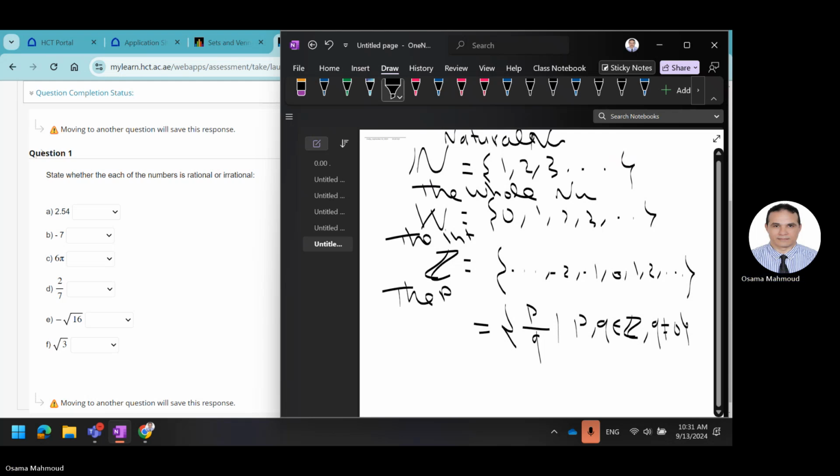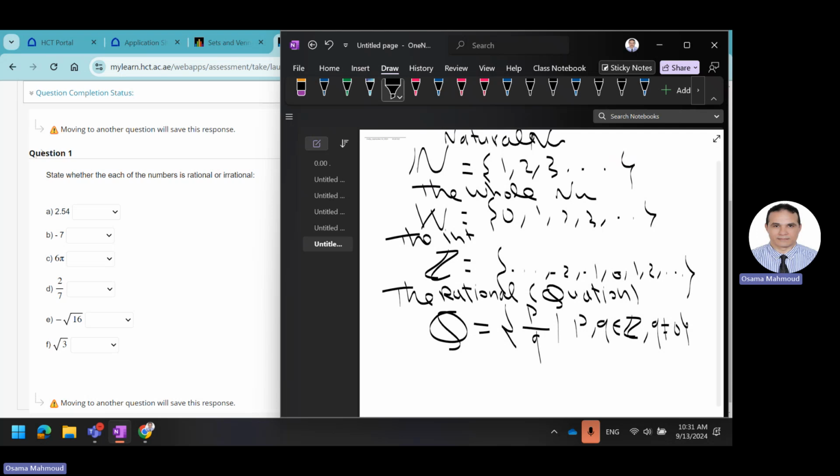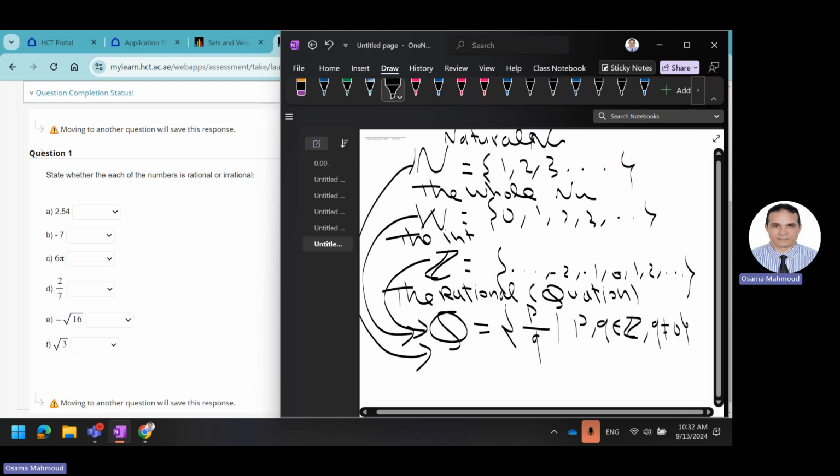The rational numbers, sometimes they call it the quotient. This is why they call it by this notation Q, right? So it is fair enough to say every integer is rational, every whole number is rational, every natural number is rational, because N is inside W, inside Z, and Z is inside the rationals, right? So every one of these is inside rational.